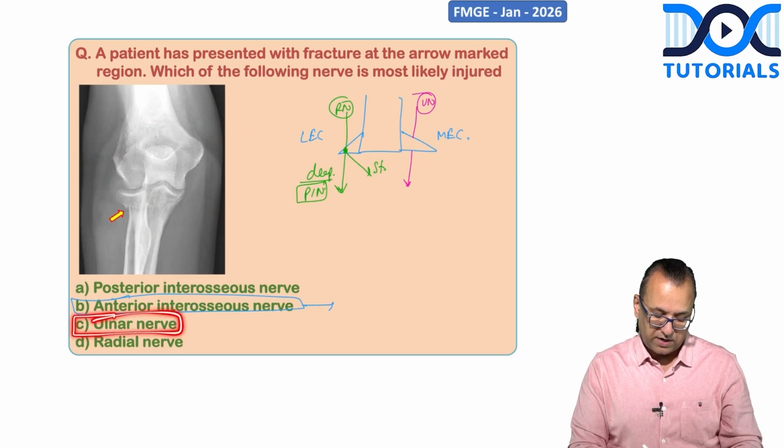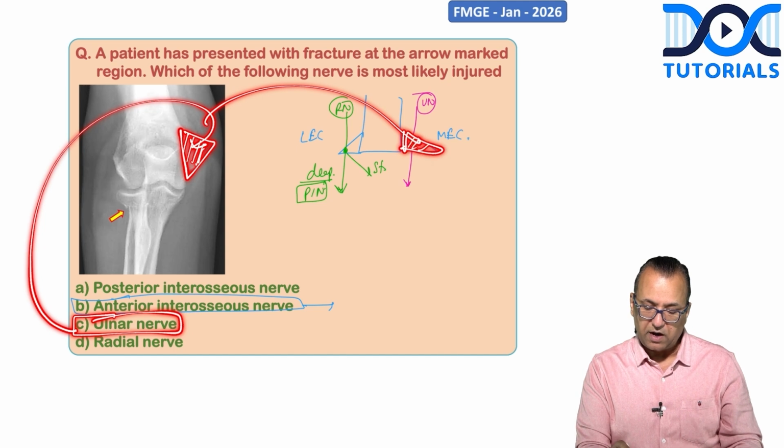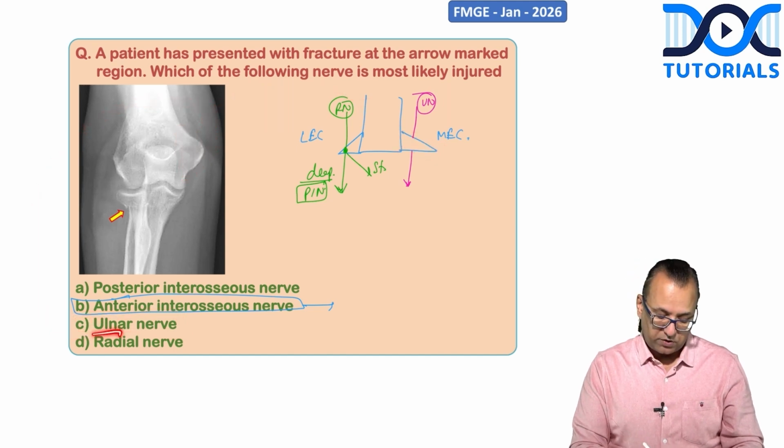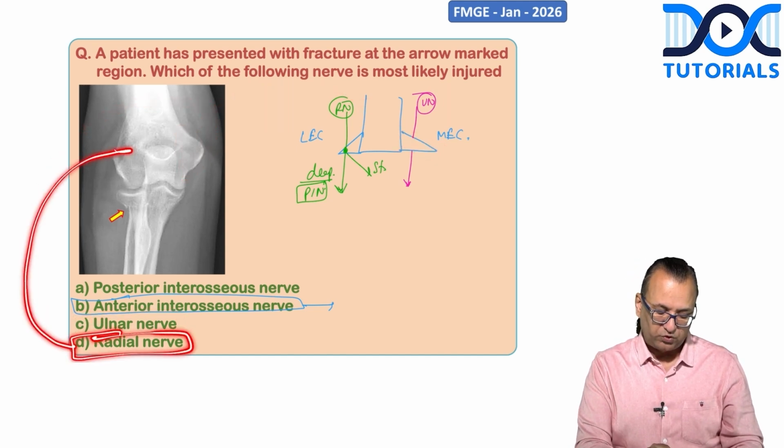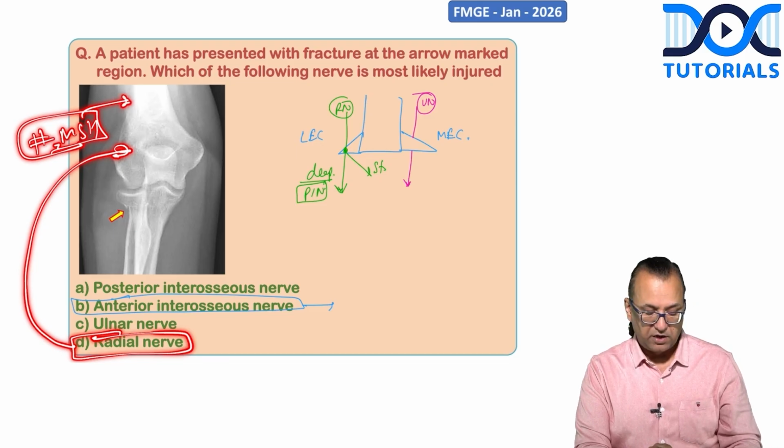Why not the ulnar nerve? The ulnar nerve, I mentioned, will be compromised if there is a fracture of the medial epicondyle. Why not the radial nerve? The radial nerve usually will not be damaged here. It will be damaged in a fracture of the mid-shaft of the humerus. If there is a fracture in the middle shaft of the humerus, then the radial nerve can be damaged, giving you a wrist drop.